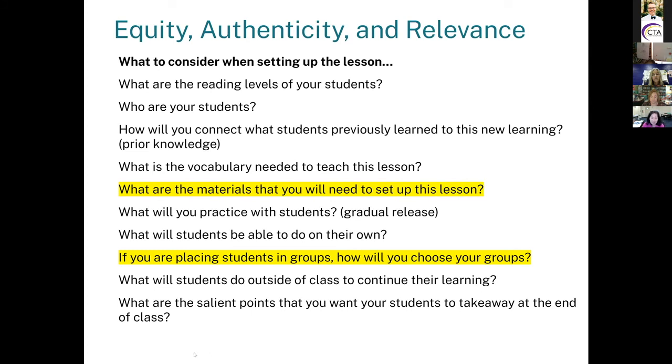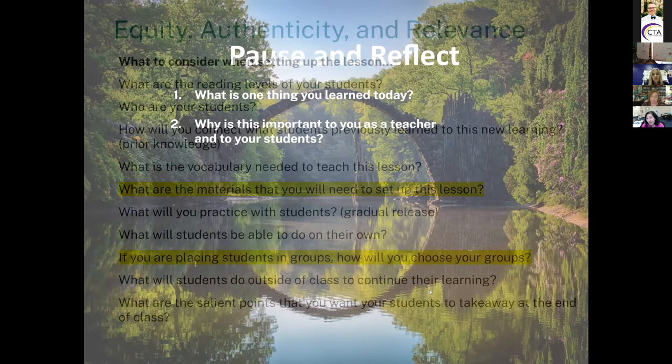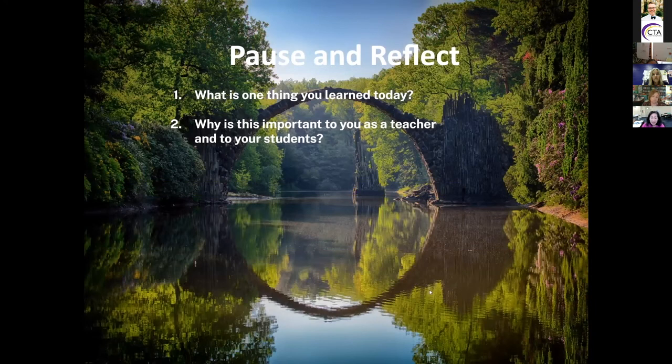So what I'd like for you guys to do at this point in time is for us to pause and reflect. Let's think about what is one thing that you've learned today, and why is this important to you as a teacher and to your students? If you could take about 5 minutes to think about this and then put it in the chat, we would really appreciate it. And then we're going to talk about it some more.